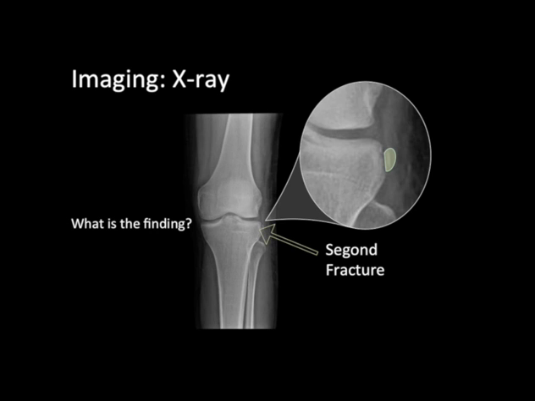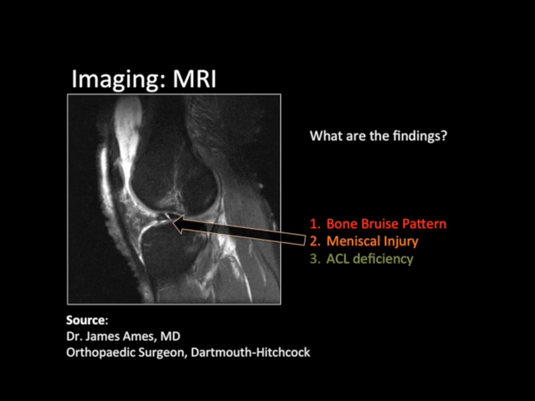Excellent. So we already have a suspicion for the ACL rupture with this X-ray. We're going to follow up with an MRI. We're going to take a look at a few examples.